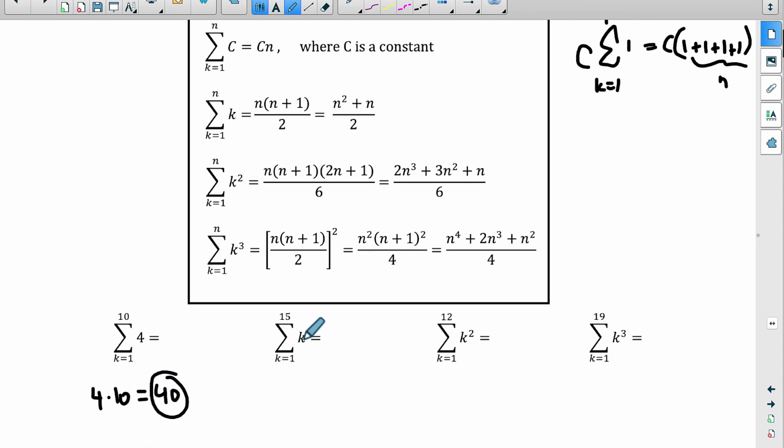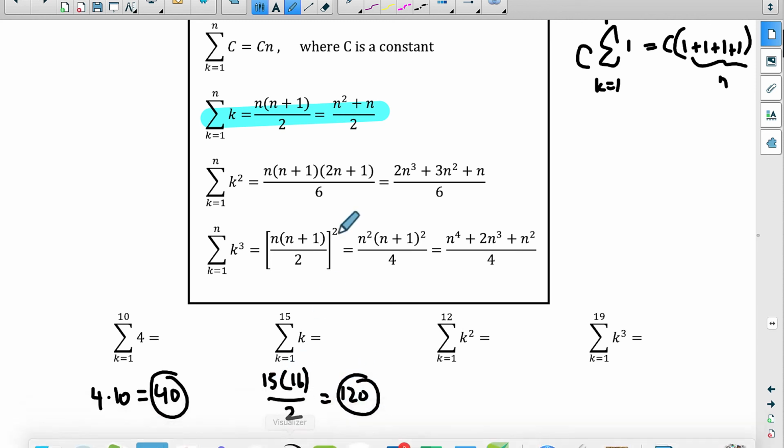Okay, the next one, we're using this one this time. So we're going from 1 to 15, and we just have k here. You can use either of these you want. It doesn't matter. I'll go with the first one. So we'd have 15 times 15 plus 1, which is 16, and then divided by 2. You could do the division first. 16 divided by 2 is 8, so you're going 15 times 8, which is 120. Okay, that's it for that one.